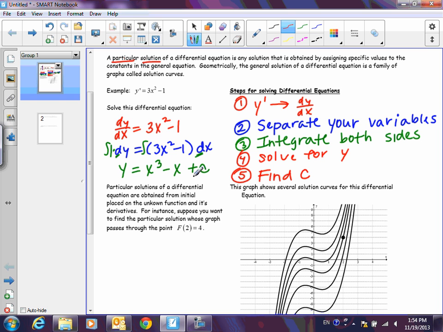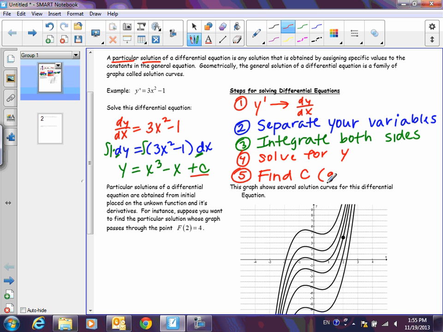Now, c represents any number. I have no idea what c is. In fact, it truly could be anything. And we're going to look at what this looks like graphically here in a minute. But in order to find c, I'm going to have to be given some kind of initial condition. Something about just regular old f of x or regular old y.